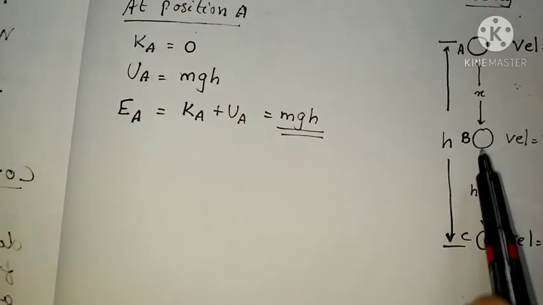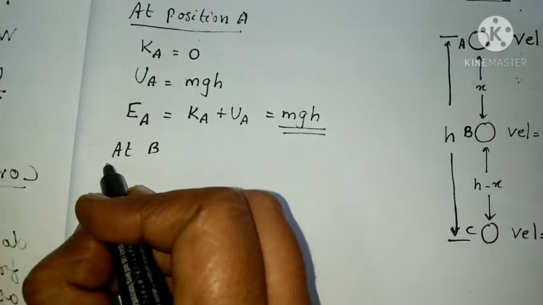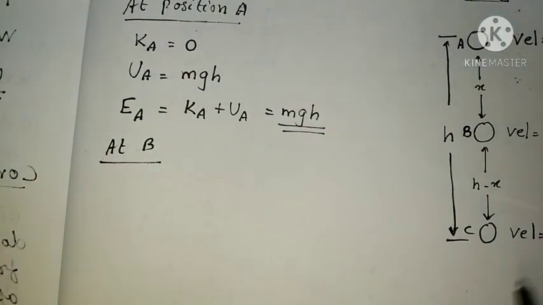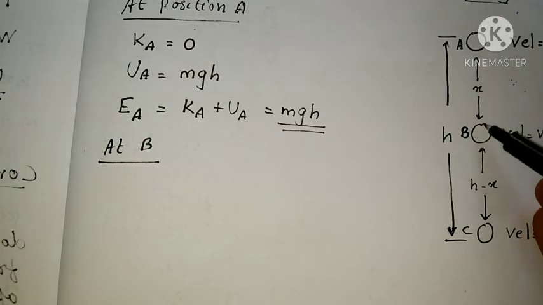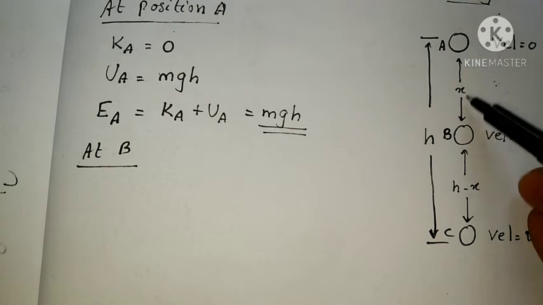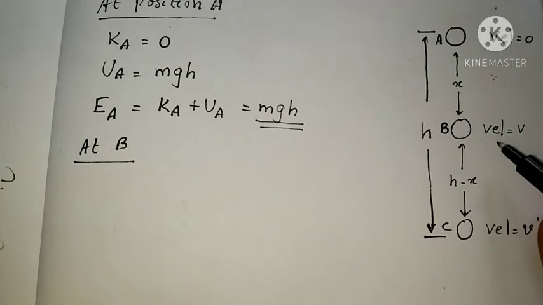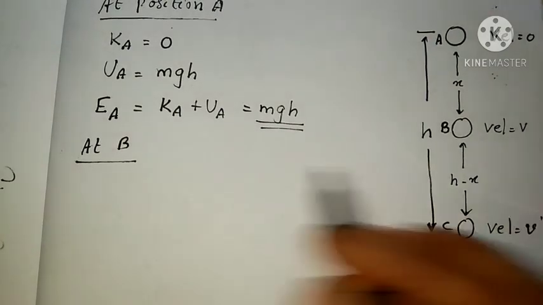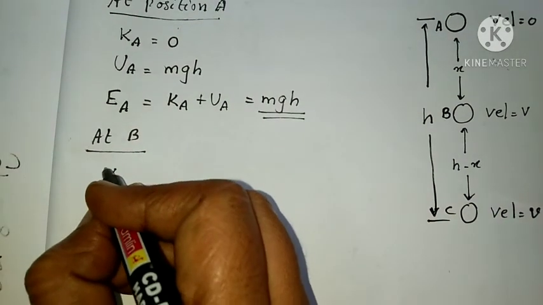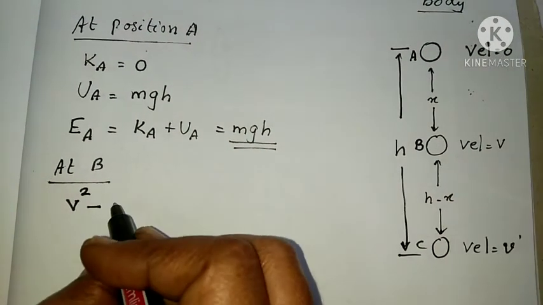Then we consider the point B. So at B what happens? The body falls freely and it travels through a distance x from the point A, and the velocity is v. So according to the equation of motion v square minus u square equal to 2as, we can write the final velocity v square. V square minus u square. What is the u here? That is equal to 0.